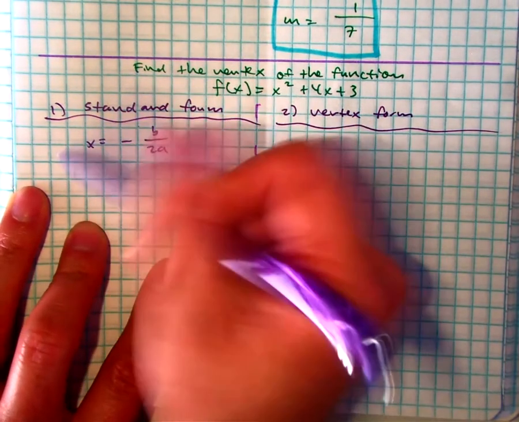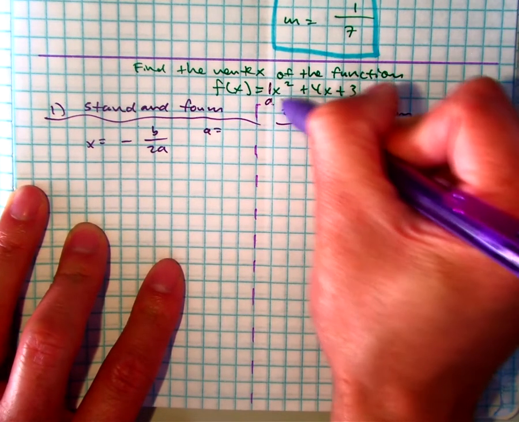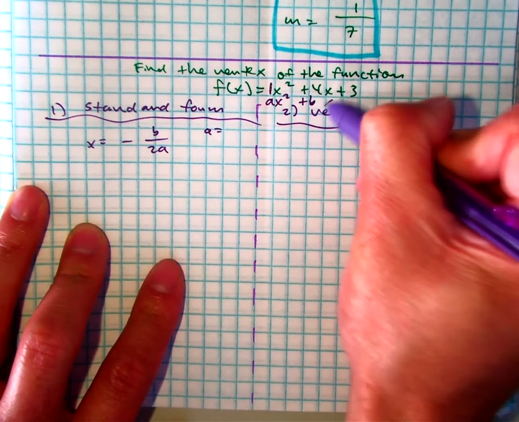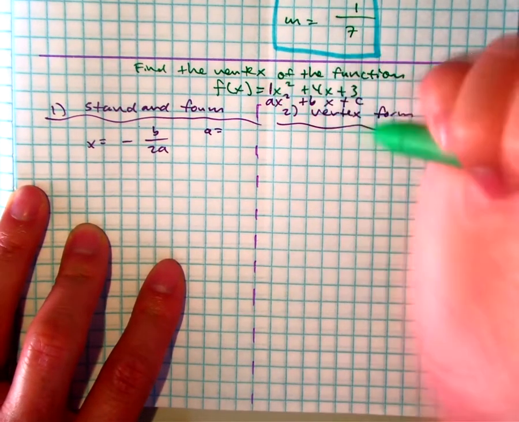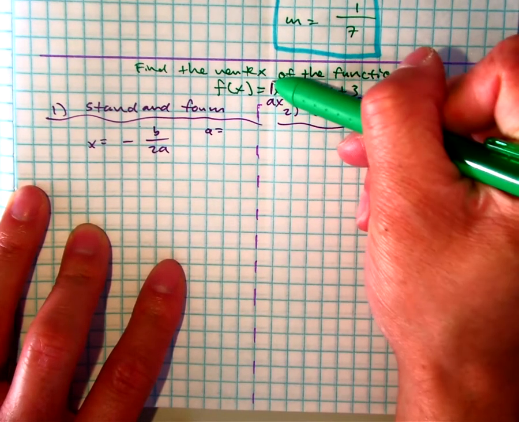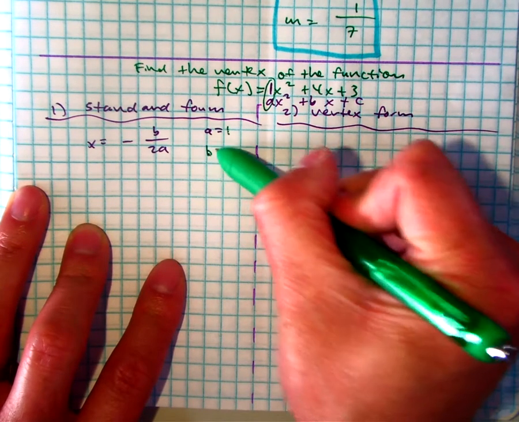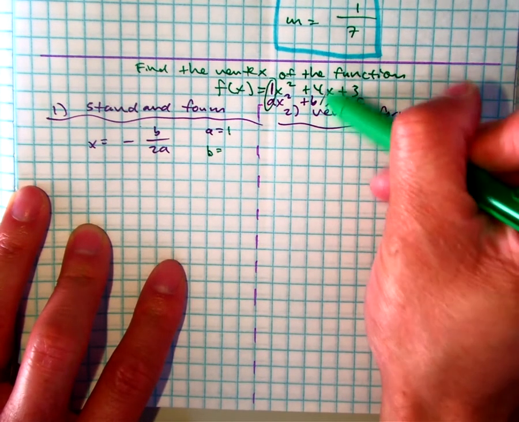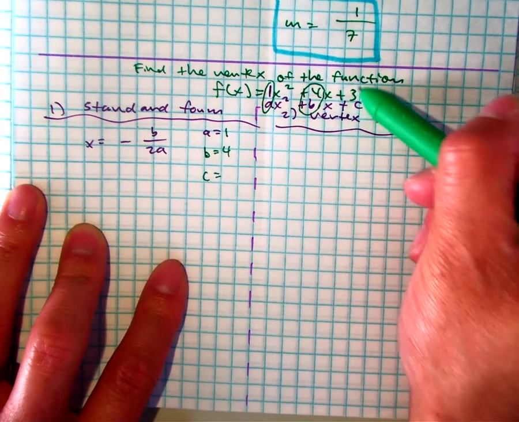In this problem, my a value is 1. So if you need to, you can write standard form right below it or above it, and that way you can kind of identify those. So there is your a value, your b value, 4, and your c value, 3.